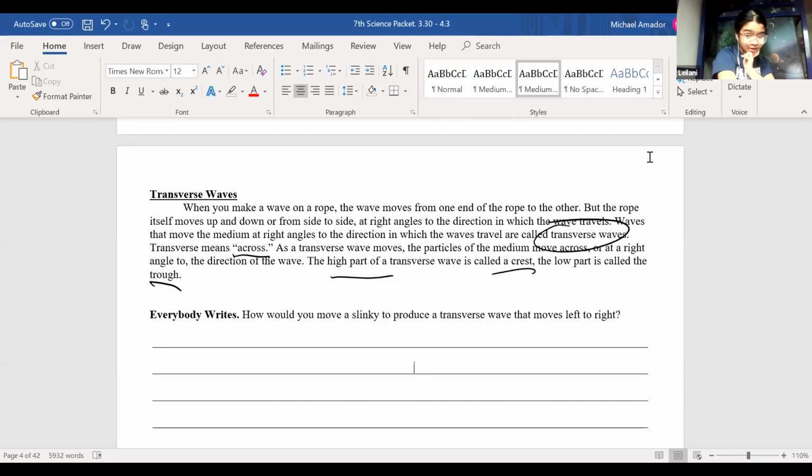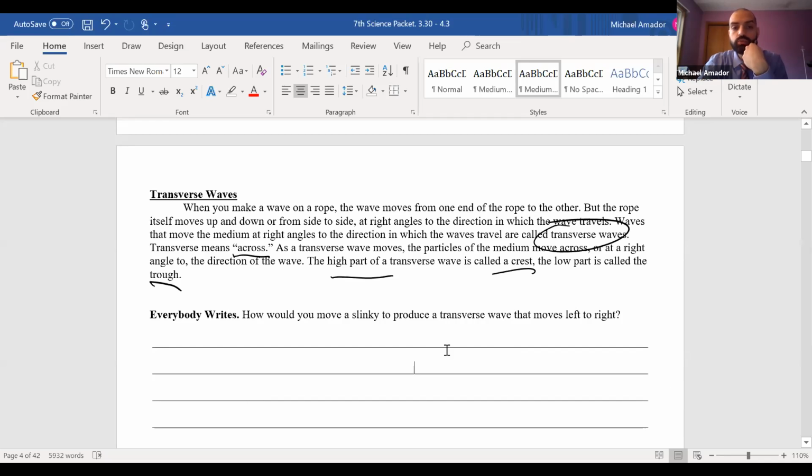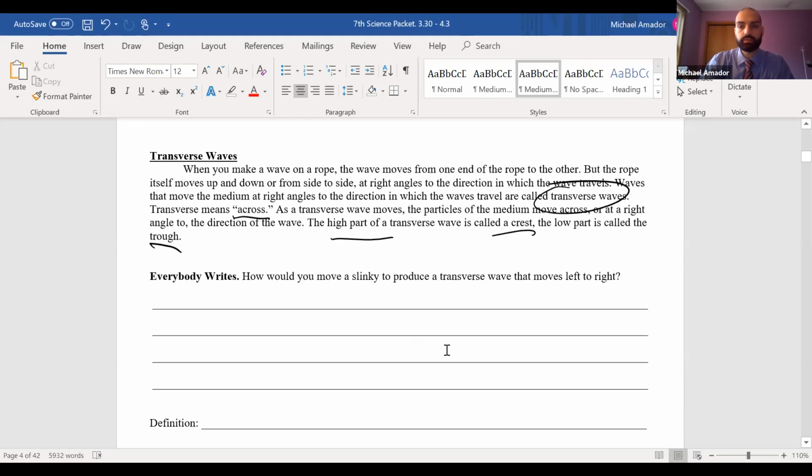The question at the bottom. How would you move the slinky to produce a transverse wave that moves from left to right? It's like when you move, because it says in the text that when you make a wave on a loop, it moves from one end of the loop. So you know you should, with this thinking, you wiggle it. Wiggle it, yeah, wiggle it.